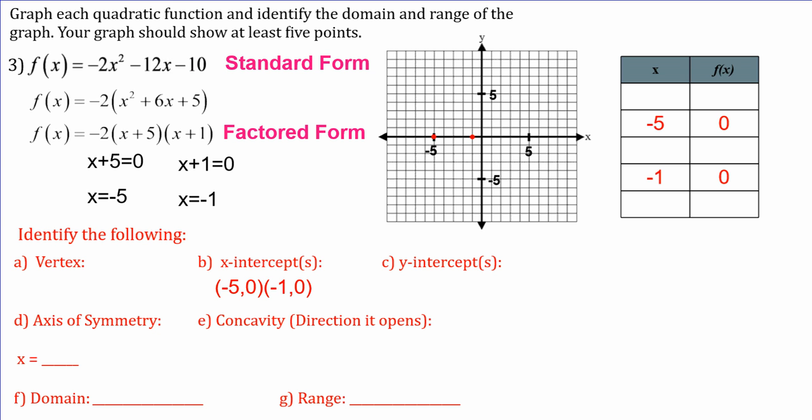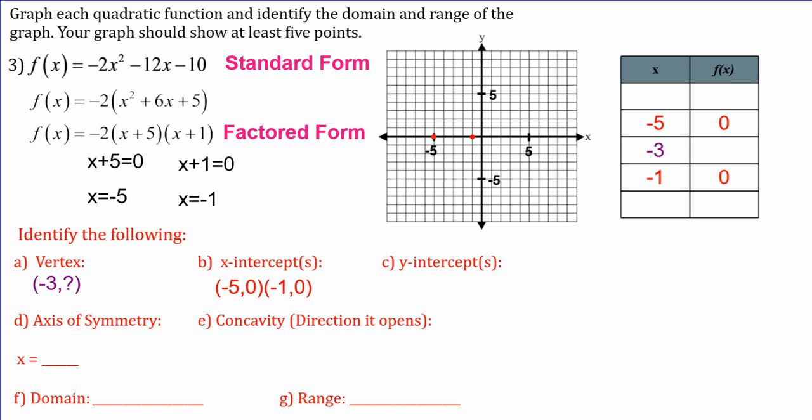X-intercepts always have an output of 0, and again, that's why we're taking the factors and setting them equal to 0. The vertex has to be in between these two values. So if you're thinking on the number line from negative 1 to negative 5, what value is in the middle of those? Well, that would be negative 3. So we have this input of negative 3. The question is what output corresponds to it.